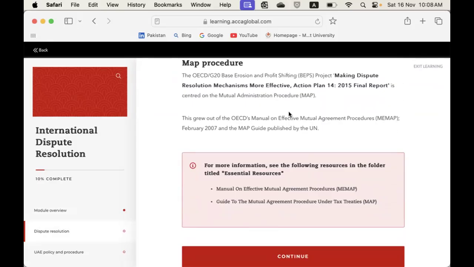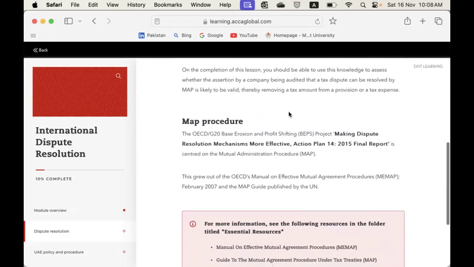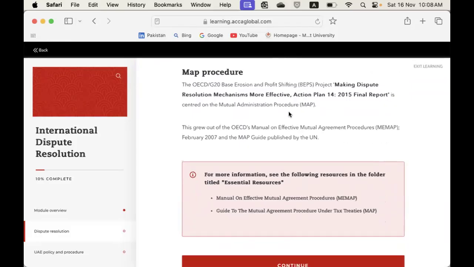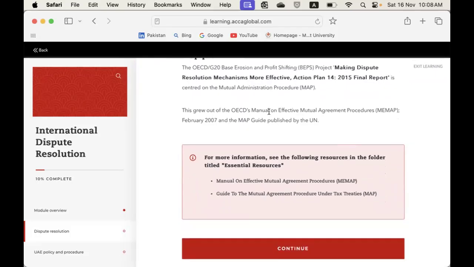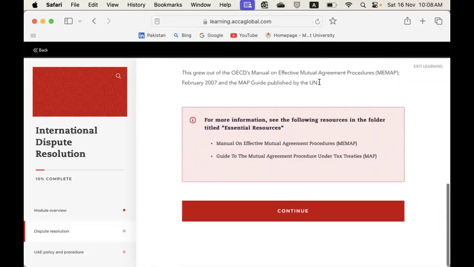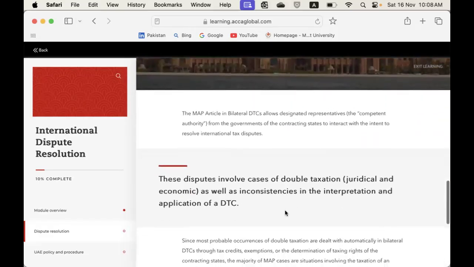Okay. So, anyways, MAP, basically mutual assistance procedures, are whereby the two authorities, ZATCA, FTA, or for that matter, OTA, would interact. If you can look at this paragraph: MAP procedures, base erosion and profit shifting project, making dispute resolution more effective. There is an action plan, Action 14 of 2014, that addresses all the manner and the modus operandi of how the procedures are carried out.